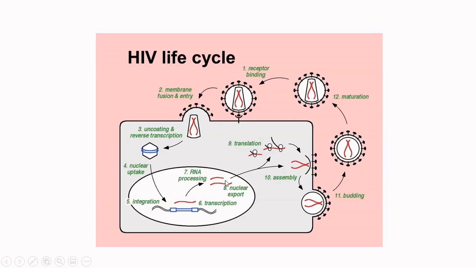RNA processing, and then the nuclear export. Finally, the translation, that is simply the protein synthesis mechanism. Then the assembly, and further the budding and releasing. This is the life cycle of HIV.